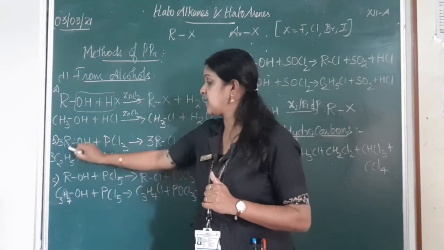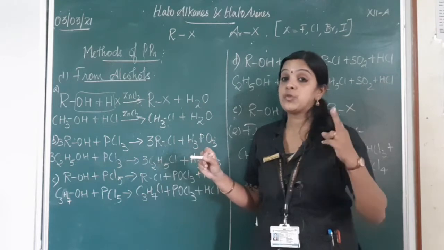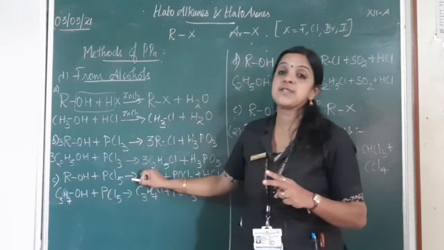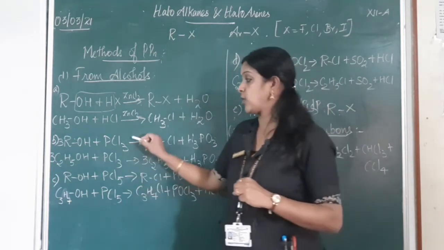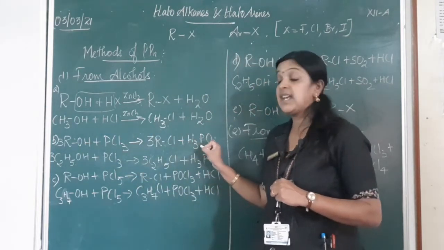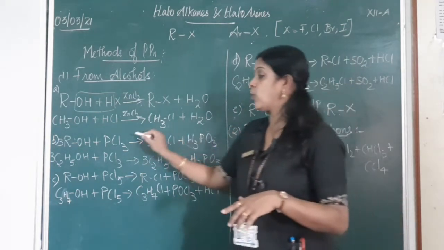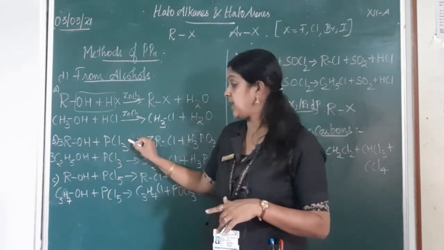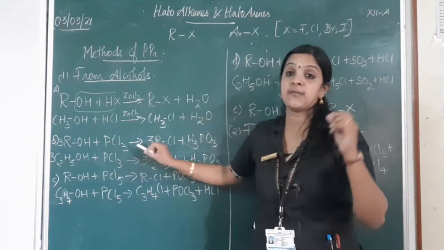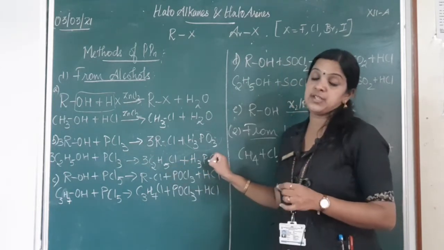The second method is alcohol treated with phosphorus halides. You have two important reactions: one with phosphorus trichloride, PCl3, the next with phosphorus pentachloride, PCl5. Here ROH plus PCl3 gives RCl plus H3PO3. So this product remains the same; there is no change when an alcohol reacts with PCl3. Here I have taken ethanol. Ethanol when it reacts with PCl3 gives ethyl chloride or chloroethane along with H3PO3.